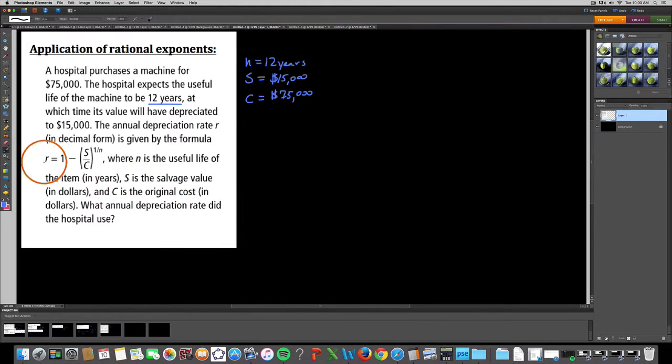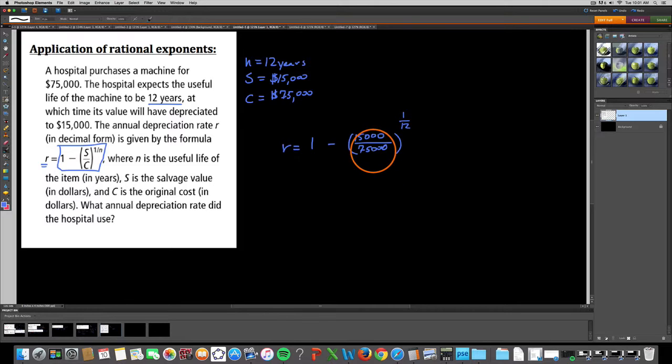So it seems that in order to find this rate here, we need all of these quantities on the right, and we have these values from the problem. So let's go ahead and place them into our model here. So we have the rate in decimal form is equal to 1 minus. Now we're going to write here our ratio, where our salvage cost was 15,000. I'm not going to use a comma on that. And I get 75,000 down here. And this is to the 1/nth power, or in this case, the 12th root of this number right here.